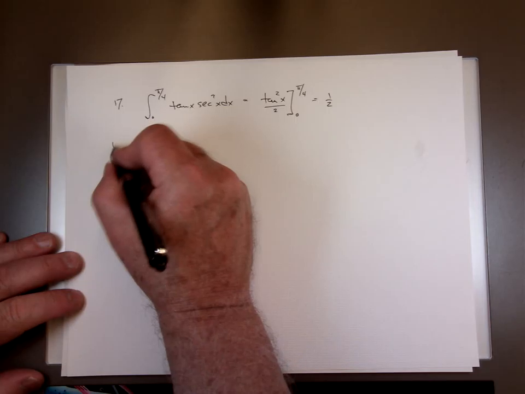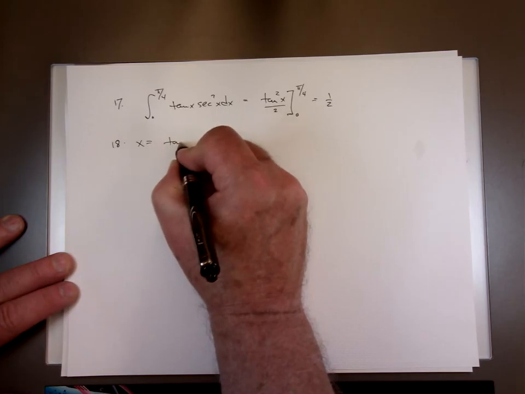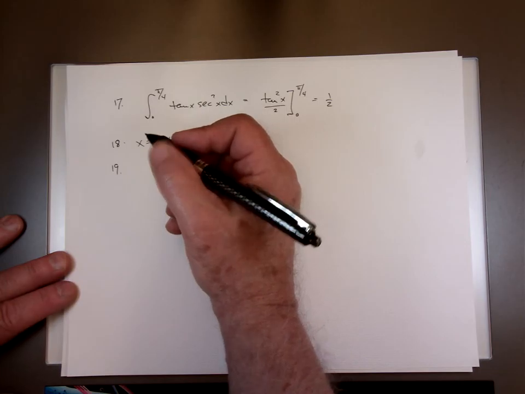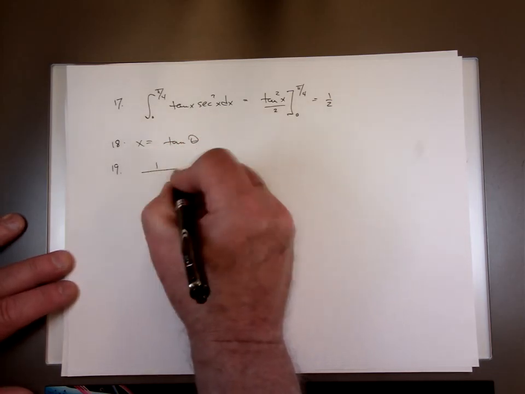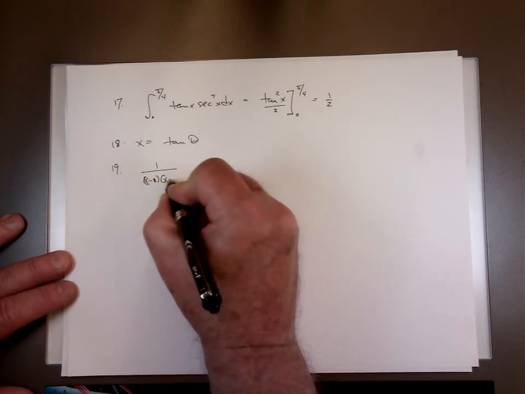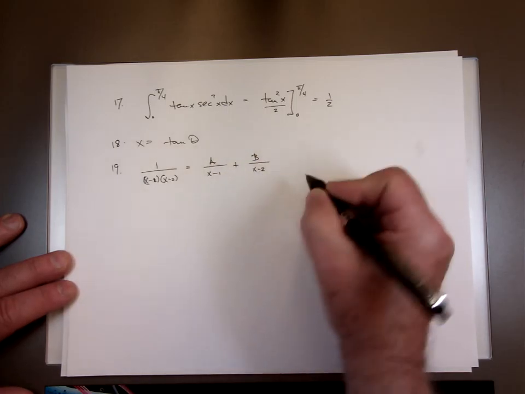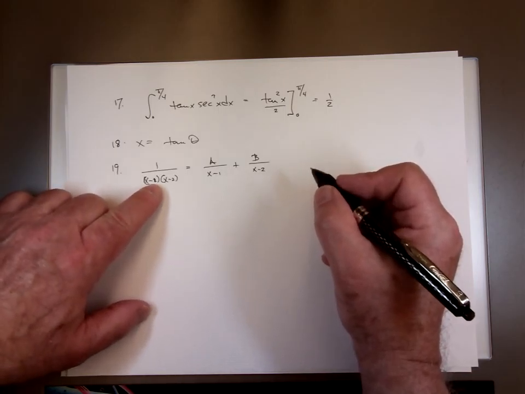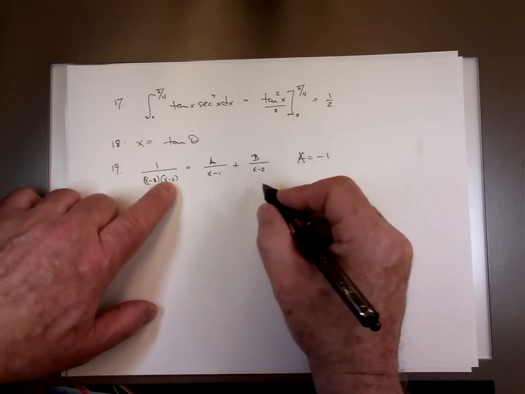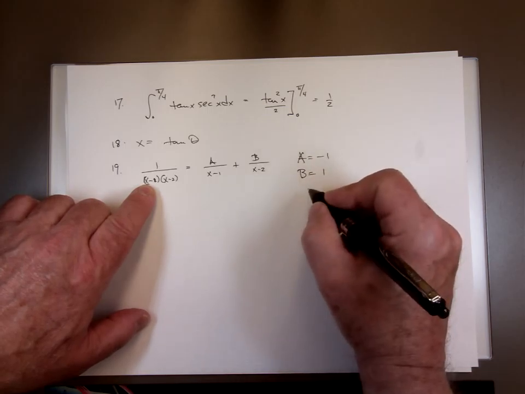18. Appropriate trig substitution, x is tangent theta. 19. Sum of the constants. Okay, you get 1 over x minus 1, x minus 2. You solve for a by multiplying by x minus 1. Let x equal 1. 1 minus 2 is negative 1. Solve for b. Multiply by x minus 2. Let x equal 2. 2 minus 1 is 1. b is 1. The sum of the constants is equal to 0.